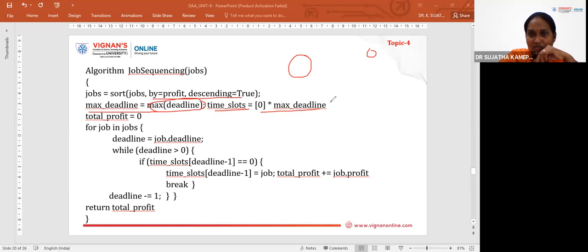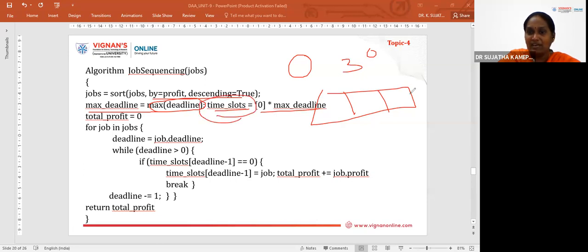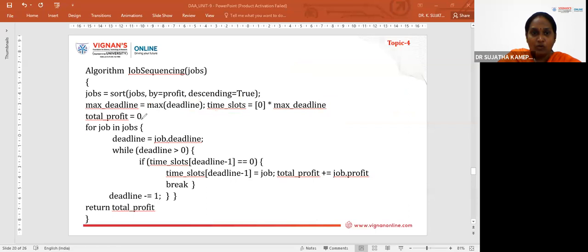That is, the time slots array contains 3 elements. Suppose for our example that we have taken earlier, the maximum deadline is 3. So the time slots array is derived for 3 slots. If we have a larger maximum deadline, we can take more slots. Like that, we can define the time slots array. And the total profit we initialize with 0.